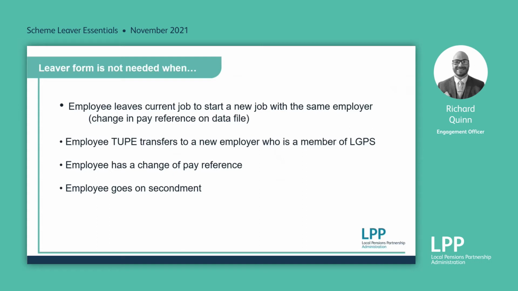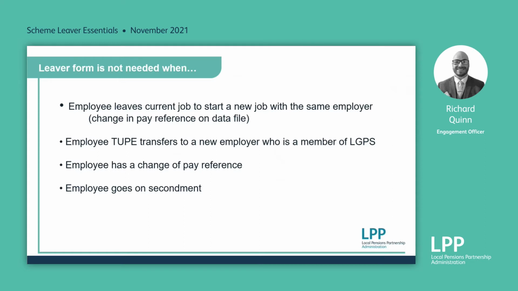TUPE transfer to a new employer who is a member of the LGPS. Again, this can just be notified on the monthly data file or end of year submission, inputting a reason for leaving as TUPE. In addition, it is recommended to provide our data management team with a list of the affected staff so they can make a note on file to reflect these changes.